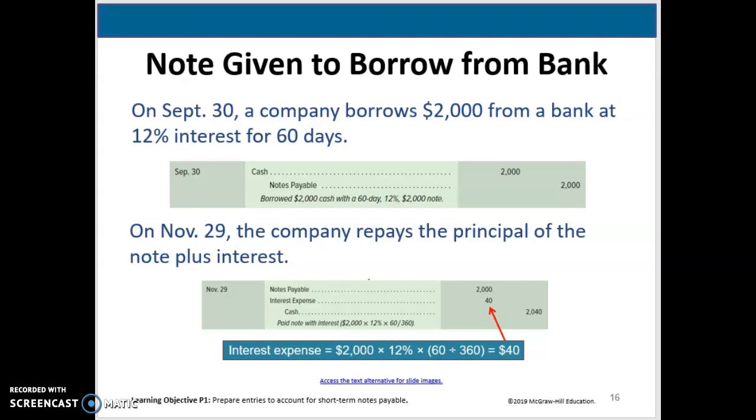So we have our principal amount that we're clearing out by debiting notes payable. We have interest expense, where we're going to take the principal, the $2,000, times 12% rate, times 60 over 360. We have $40 of interest that we have to pay. So we're debiting interest expense for $40, and we're crediting cash for $2,040. So the $2,000, that's our face value or our principal value. And the $40 is our interest, and the total amount we're paying is that $2,040.